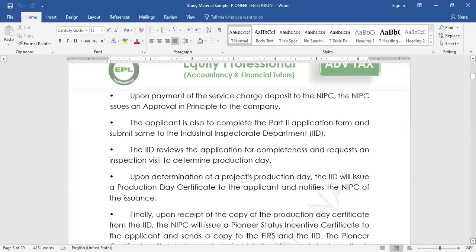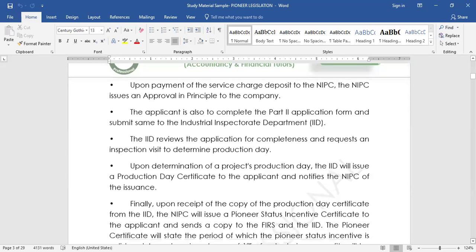So if you want to know the pioneer period, it is from the production date up to the time that the pioneer period reaches 3 years. That is the period of the pioneer: from the production day up to the last day that will make it 3 years. So your production day is the date that the pioneer status begins.